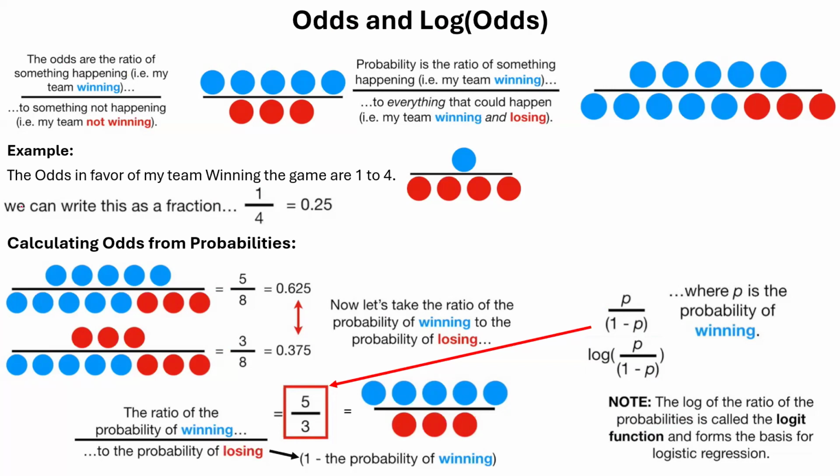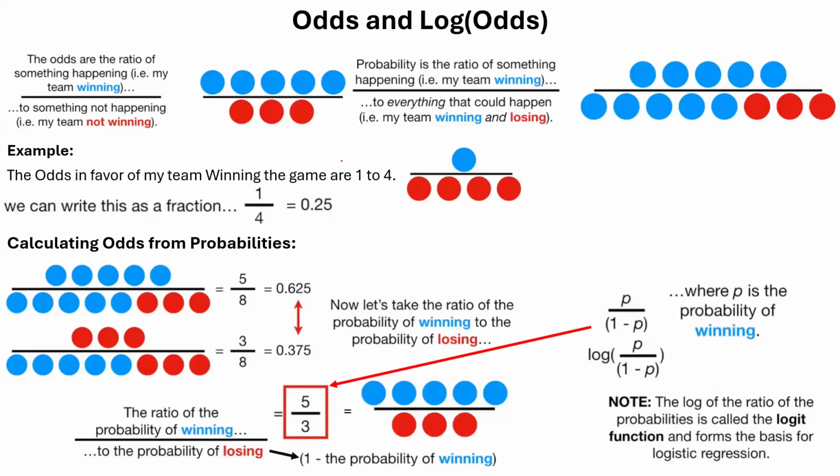If you take an example, the odds in favor of my team winning the game. Odds in favor is not probability. Probability is different. Probability is the number of wins by total trials, right? That is what probability is. But odds is the ratio of something happening to something not happening. Probability is something happening to the total number of events. That is the difference.